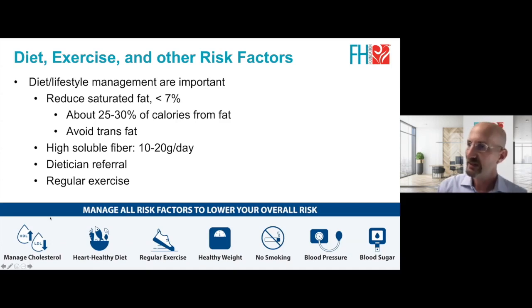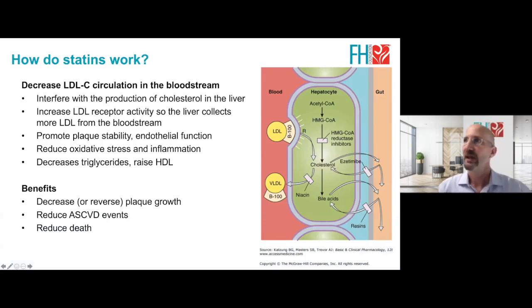If all of these things are not by themselves enough to lower cholesterol levels to an acceptable level and people are still at high risk, well, then we need to turn to medications. And the most commonly used medications are statin medications. There's a lot of, for lack of a better word, fake news about statins. So I just want to tell you a little bit about how they work.